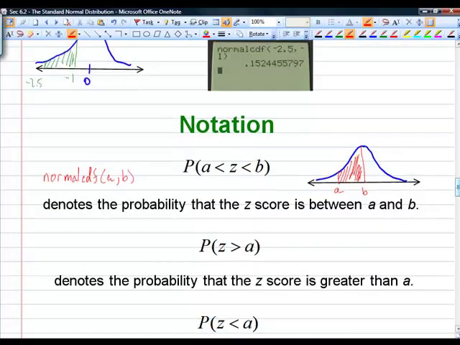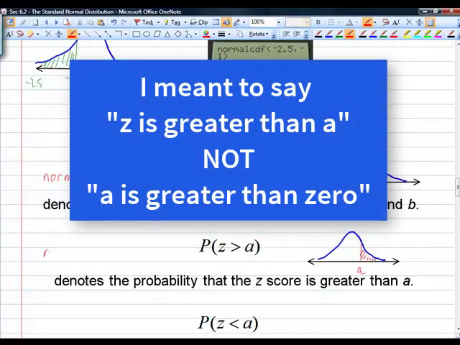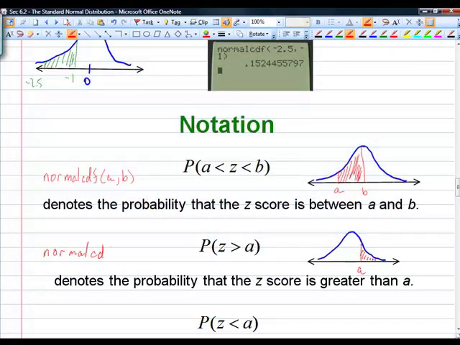If we're looking for the probability that z is greater than a, because it's a z-score, we know we're talking about a standard normal distribution. We would draw a graph. Here the probability that z is greater than a. We would type in the normal CDF. And we would go from a to, for a standard normal distribution, 100 is a really big number because we're 100 units away from the mean. You can use 100, 1,000, 10,000.